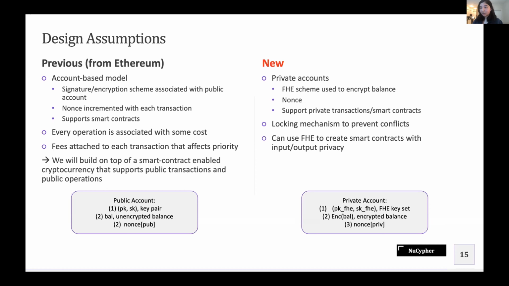and private smart contracts. There are some issues when we're looking at accounts with privacy and concurrency. So we're going to introduce some sort of locking mechanism to prevent conflicts.